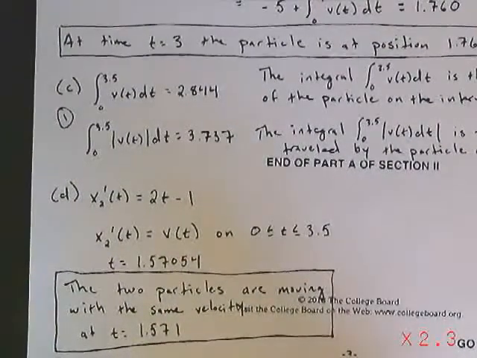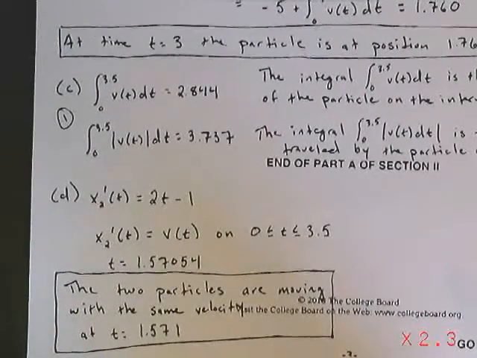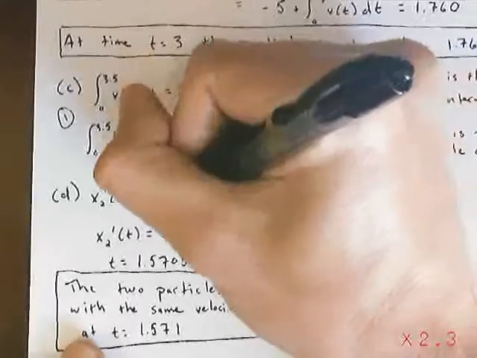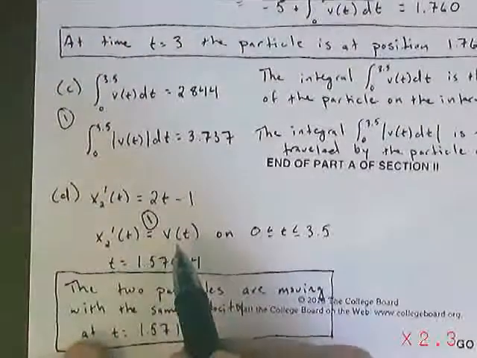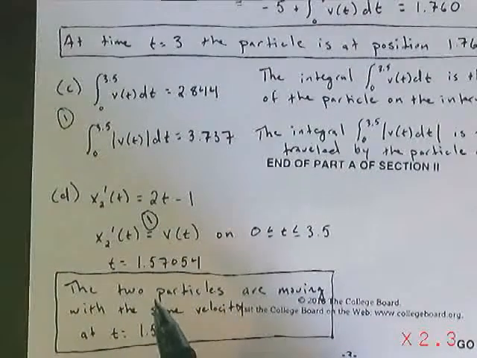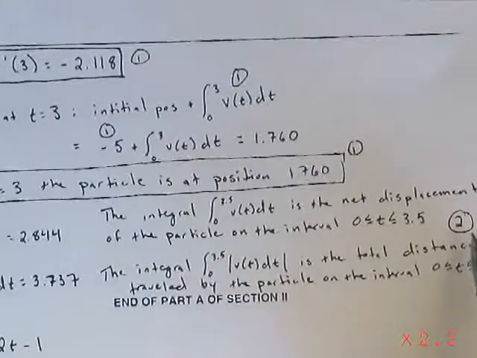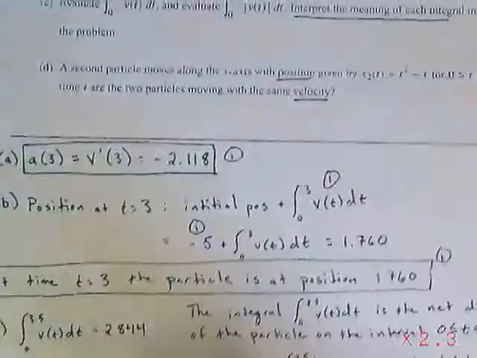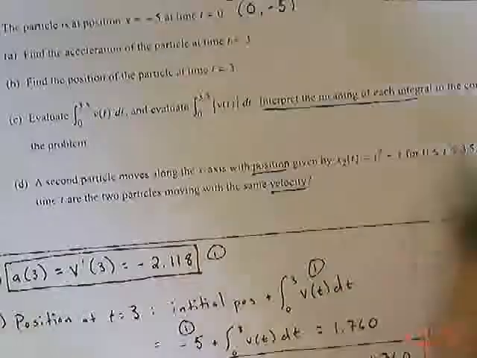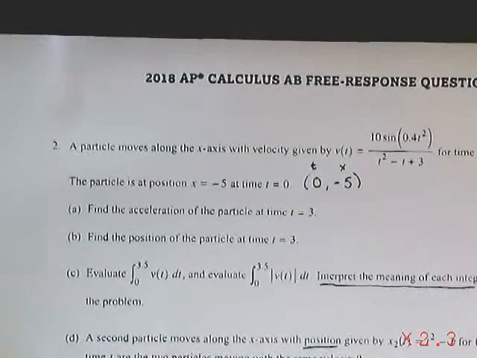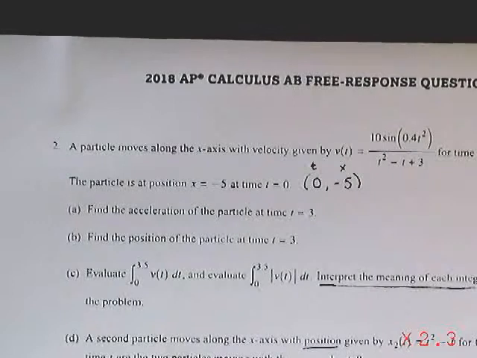That was a 2-pointer. You got 1 point for establishing this relationship that these two things need to be equal. And then you've got a second point for getting the right answer. So that's 1, 2, 3, 4, 5, 6, 7, 8, 9. There's your 9 points. And that was question 2 from 2018 AP Calculus AB pre-response section. See you later.